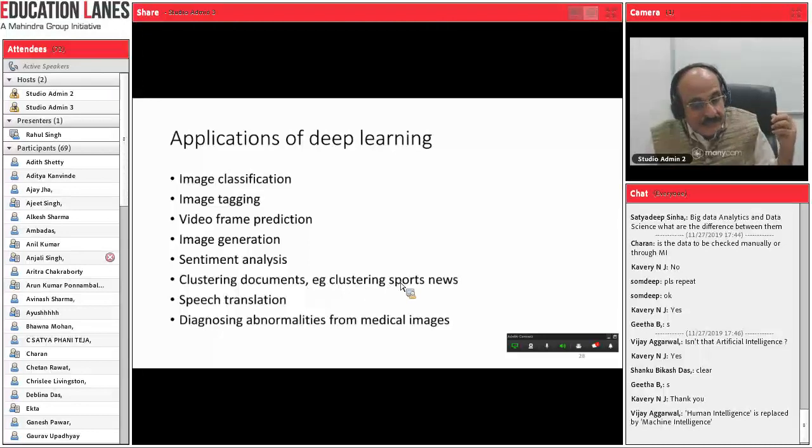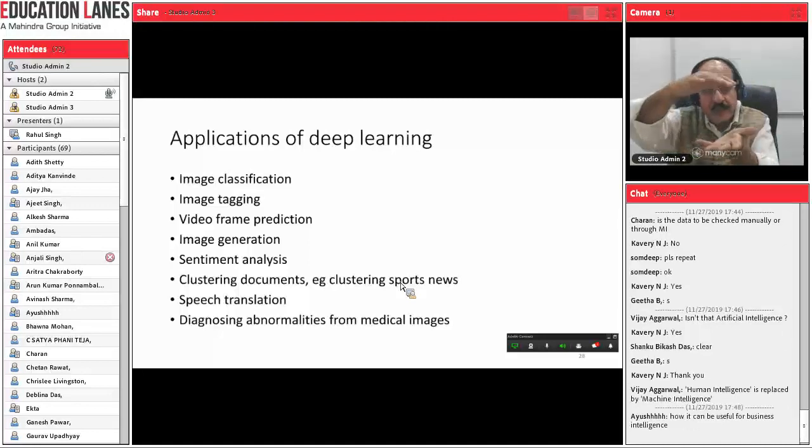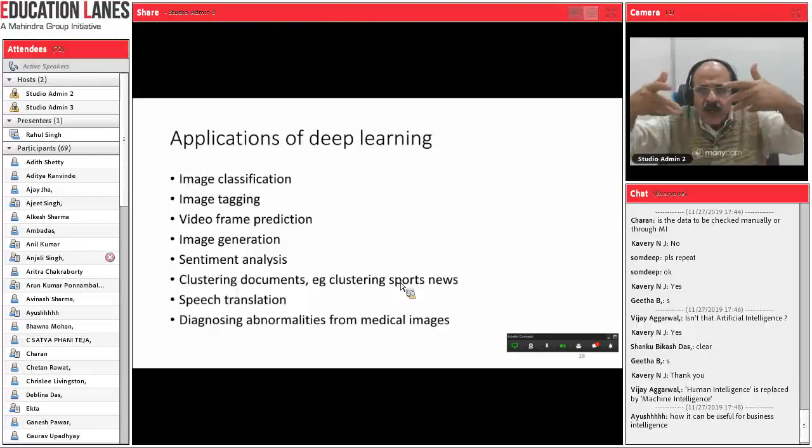Then clustering documents. For example, in Google News, if you go to any news site, it clusters news items. Sports news are in one category, celebrity news in another category, political news in another category. How is it done? No individual does it. It's a huge job, so this is done automatically.